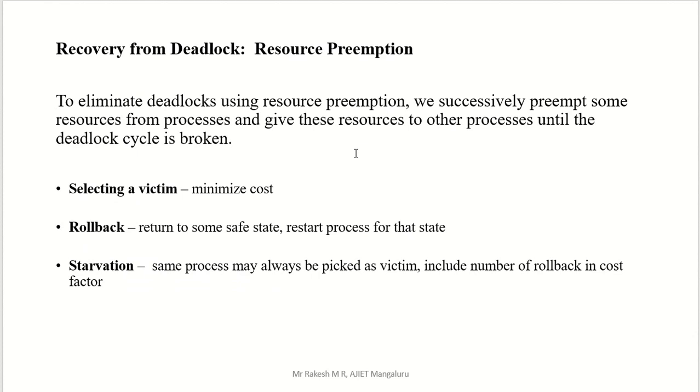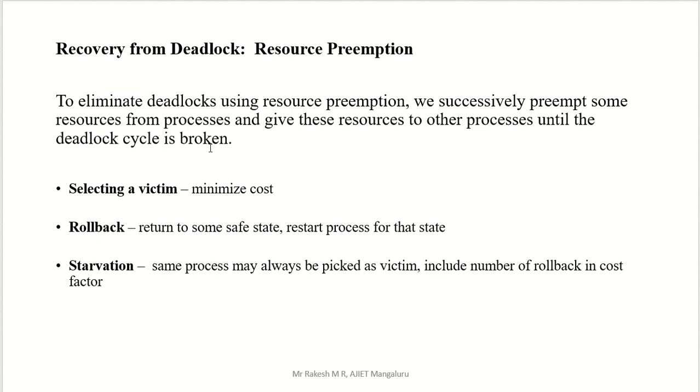Okay, another method is resource preemption. One definition is to eliminate deadlocks using resource preemption. We successively preempt some resources from the processes and give these resources to other processes until the deadlock cycle is broken. This concept means we are taking from one and giving to another. Consider processes P1 and P2. So I will repeat that concept.